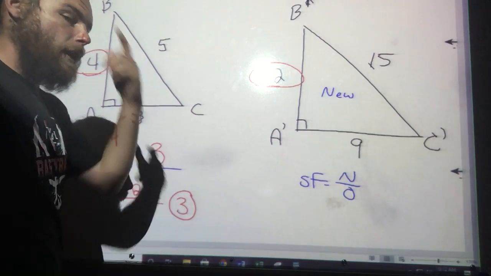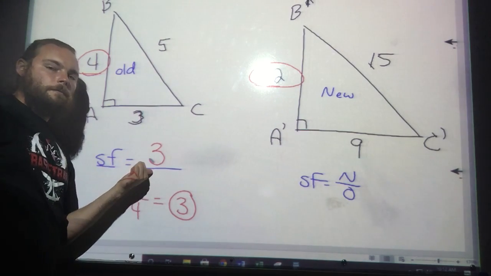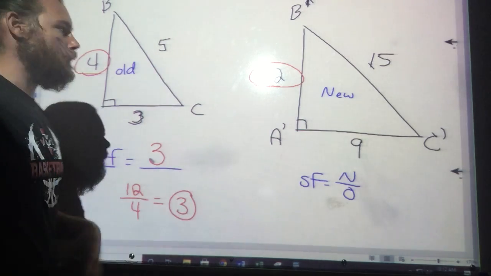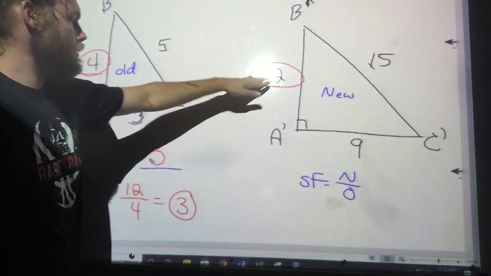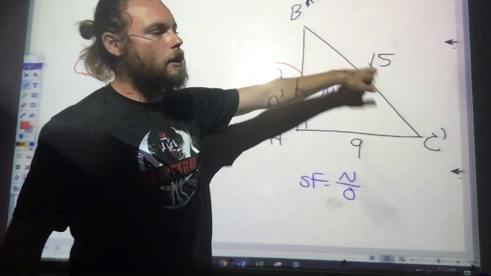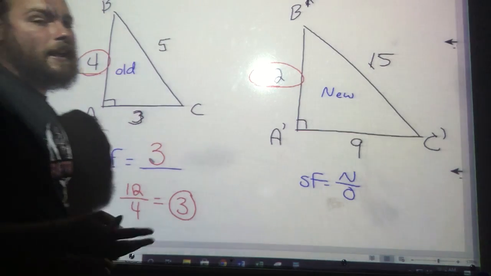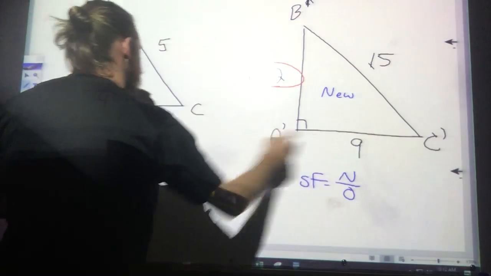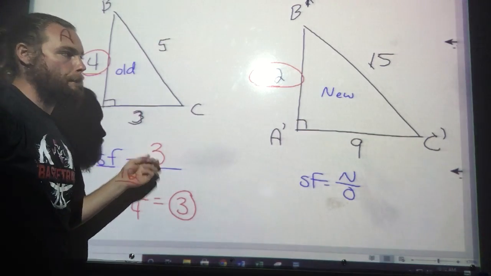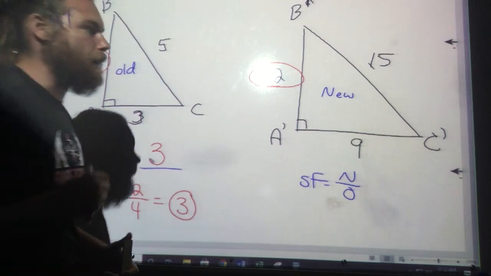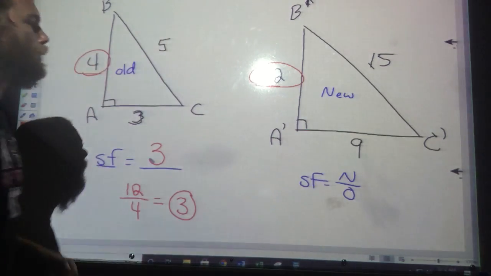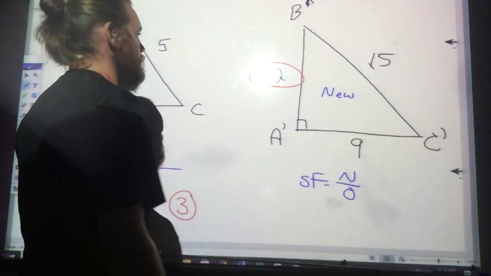Now you should start thinking about that just to make sure. The scale factor is 3, so it's greater than 1, which means your values should have gotten larger. If you look, 4 to 12, it got larger. 3 to 9 got larger. 5 to 15, it got larger. And if you take a second just to test it, every time you divide the new by the old, you should get the same answer. To calculate a scale factor, take your new side and divide it by the old side, or the new value divided by the old value.